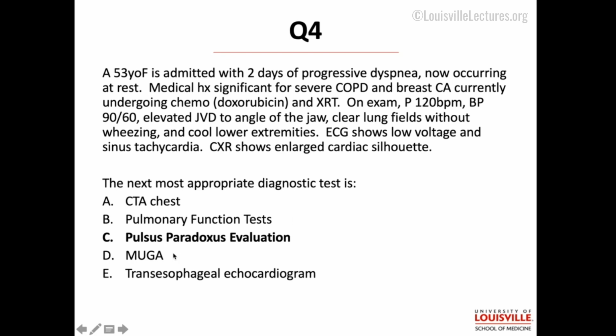A MUGA is a particular type of scan that was used at one point preferentially to evaluate LV dysfunction when you had chemotherapy-induced cardiomyopathy, but again, that's a longer test, not for this acute setting. A TEE here would be overkill. You would definitely be ordering a transthoracic echocardiogram, but first you should be doing your pulsus paradoxus evaluation.